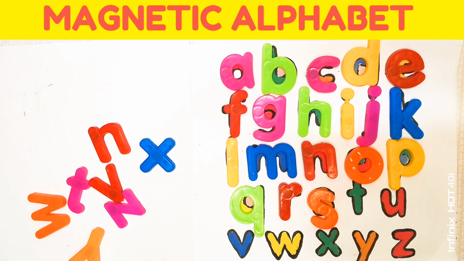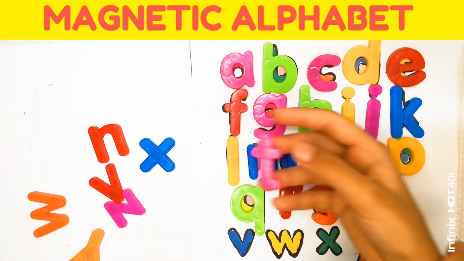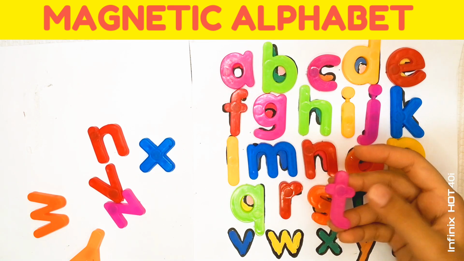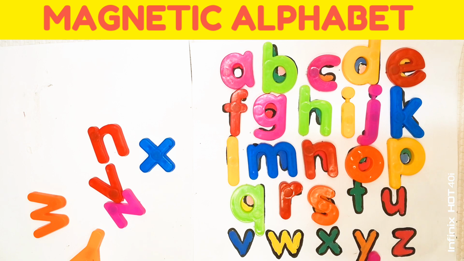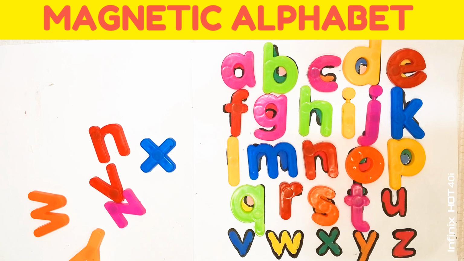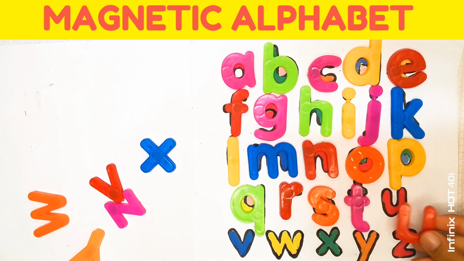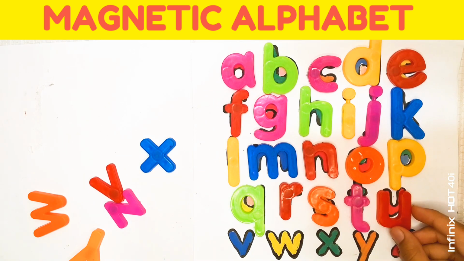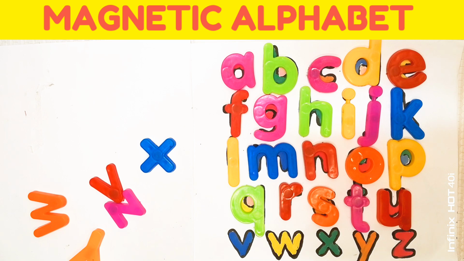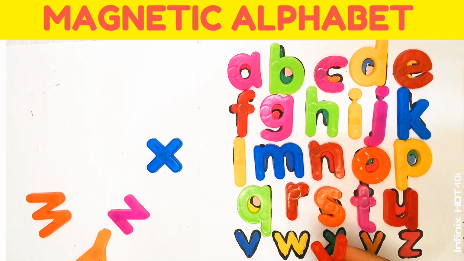Here is letter S. S for strawberry. Letter T. T for tiger. Where is letter U? Here is U. U for umbrella. Letter V. V for van.